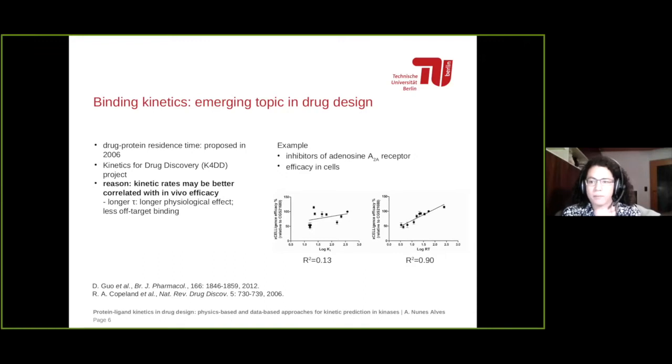The reason why binding kinetics is so important is that kinetic rates may be better correlated with in vivo efficacy because they describe better non-equilibrium systems. Just to give you an idea, if we have a longer residence time, it means that the ligand spends more time bound to the protein. This leads to longer physiological effects and also less off-target binding. And here we have an example of this from this paper from 2012.